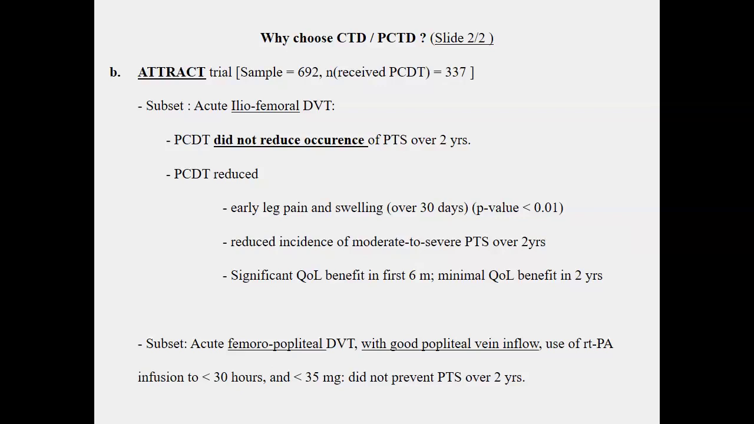However, they have significantly reduced the symptoms, the signs of deep vein thrombosis. They have reduced the severity of post-thrombotic syndrome down the lane, and definitely significant improvement in the quality of life in first 6 months in their iliofemoral subset. However, in their femoropopliteal subset, they could not find any difference in patient's outcome in the limb receiving the pharmacomechanical therapy versus the other limb.